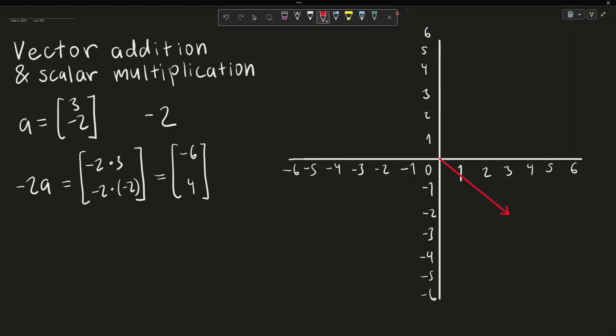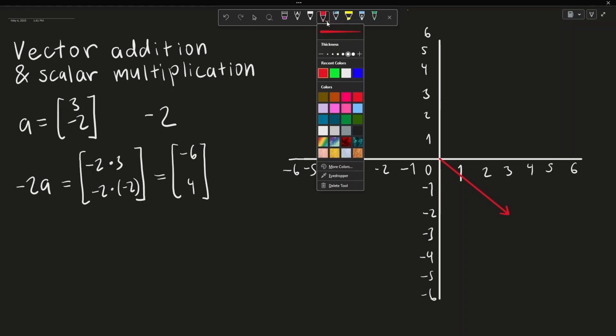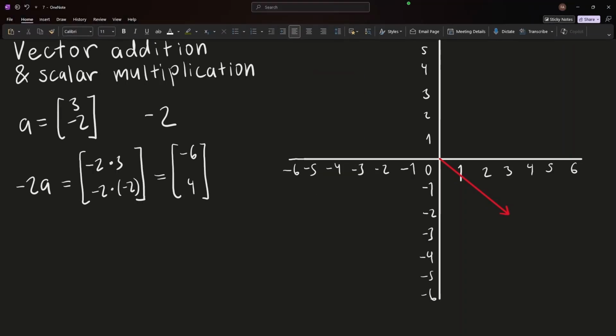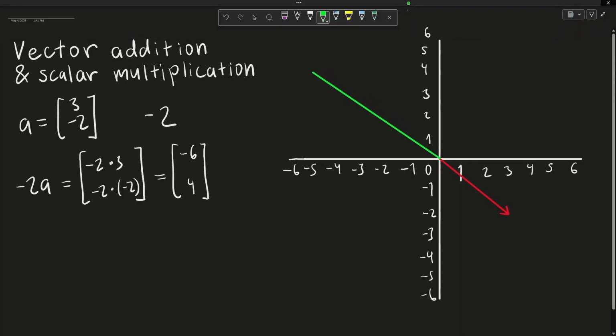What happens now is that the resulting vector from multiplying by -2 is pointing in the exact opposite direction. And so let's see if that holds true. So what we have is -6 in the x and 4 in the y. And so as you can see, this new vector points in the exact opposite direction as the original, and it's 2 times as big. Say we multiplied it by -1, it would just point in the opposite direction.